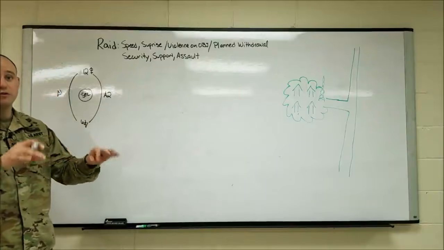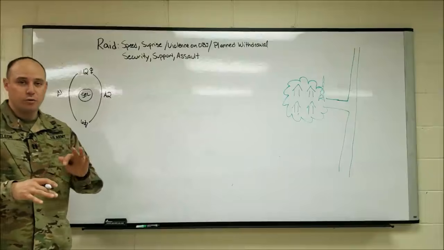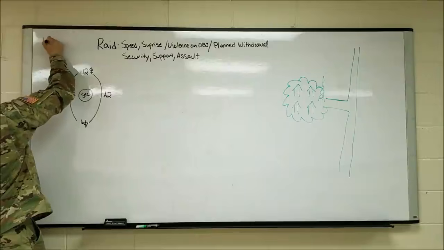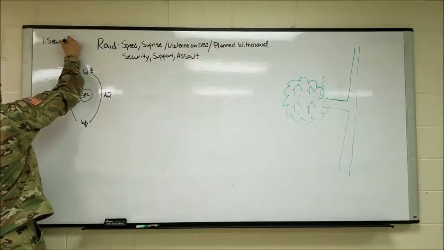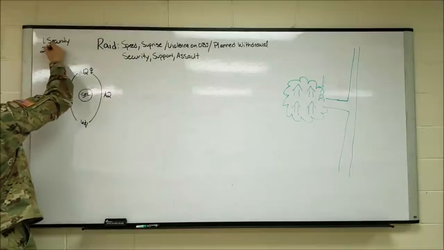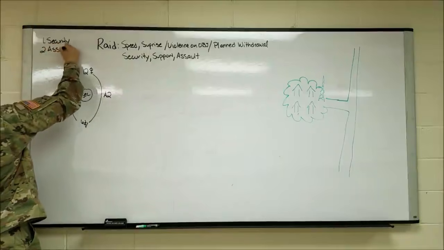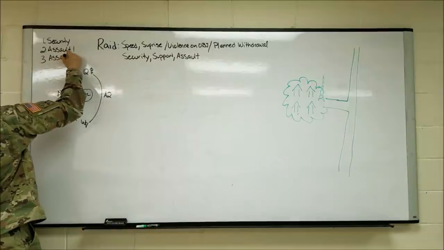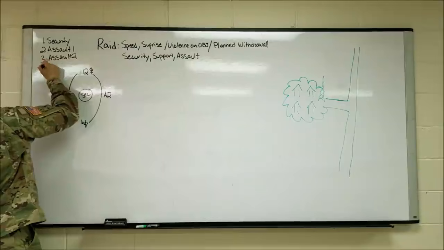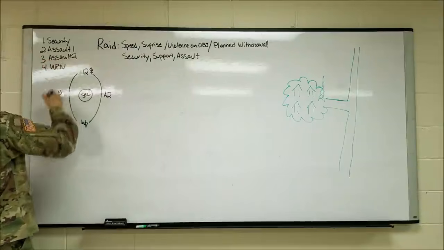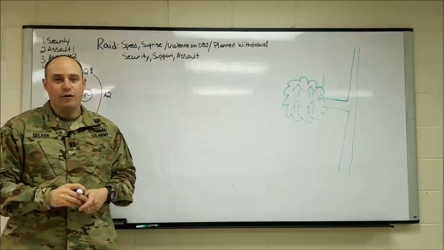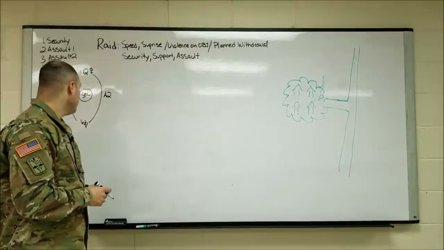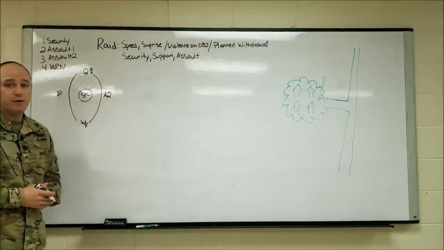Real fast, before I go too far ahead, let's review our four squads in accordance with the Ranger Handbook. By function, we have a security squad, an Assault 1 squad, an Assault 2 squad, and four, our weapons squad. Those are the four squads that make up our platoon, and those are the resources that we have to conduct this raid.